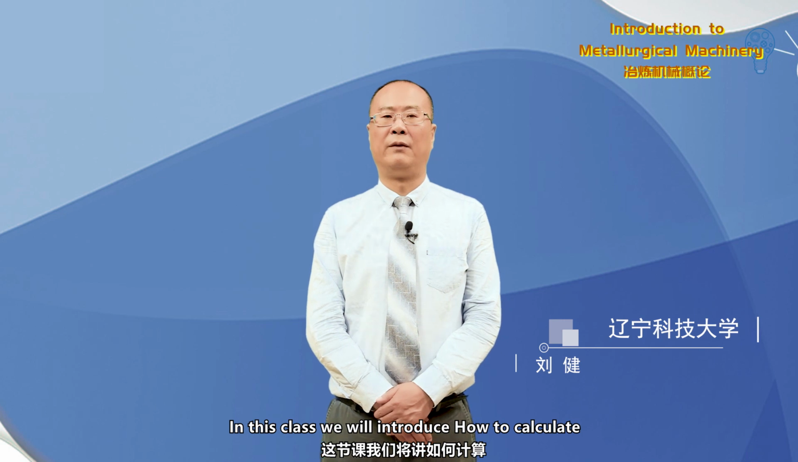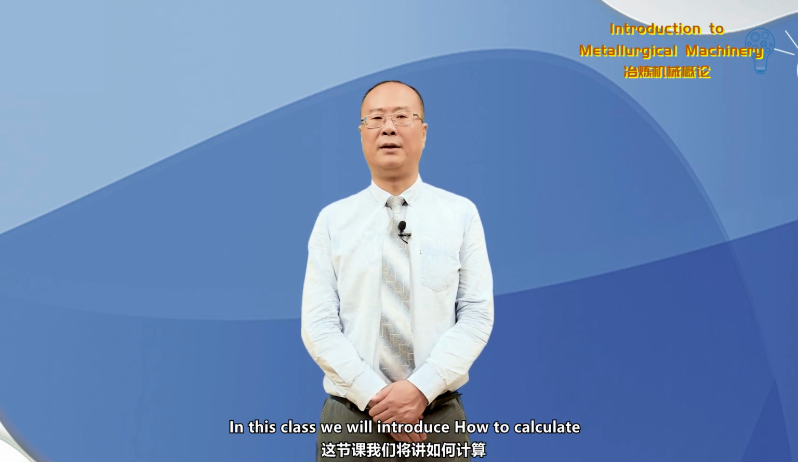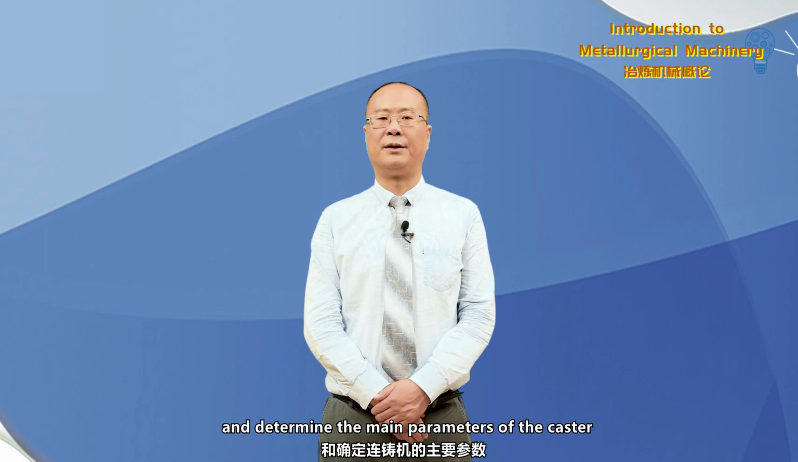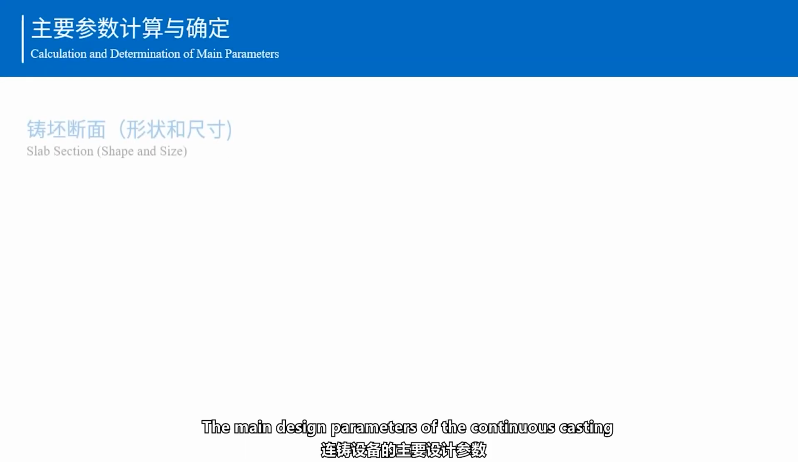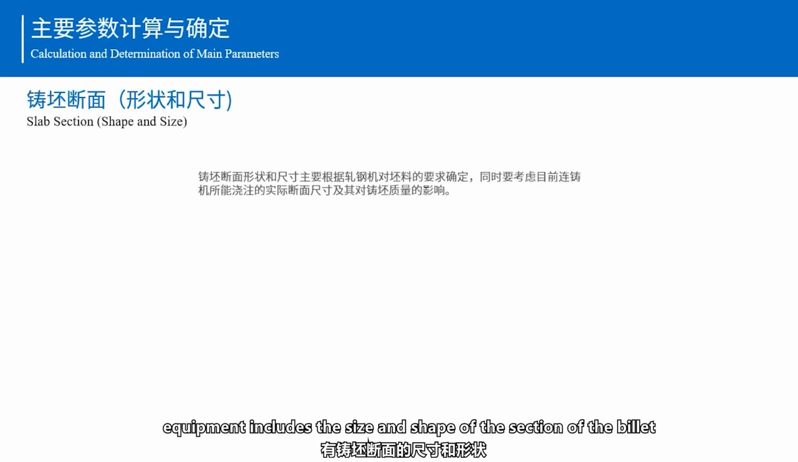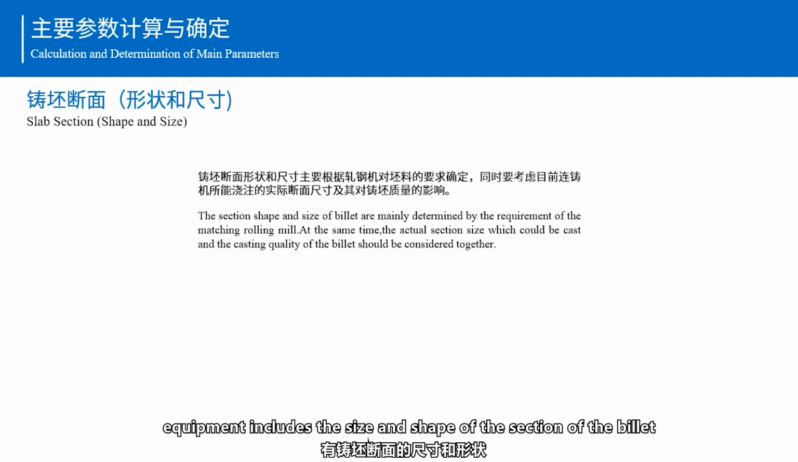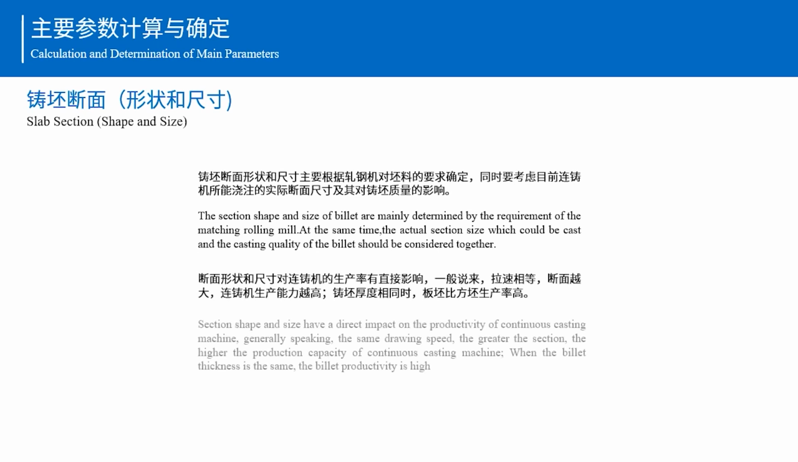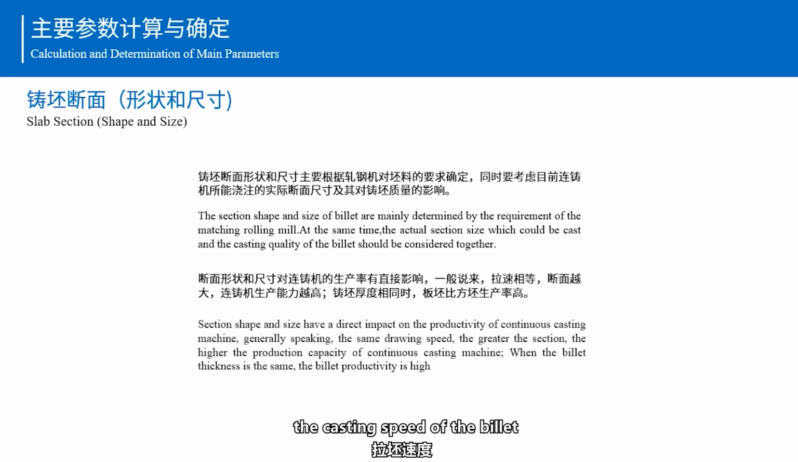In this class, we will introduce how to calculate and determine the main parameters of the caster. The main design parameters of the continuous casting machine include the size and shape of the section of the billet, the casting speed of the billet, the metallurgical length, the radius of curvature of the caster, the number of the strands, the production capacity of the continuous caster, etc.